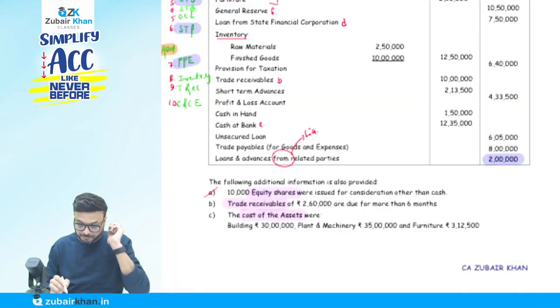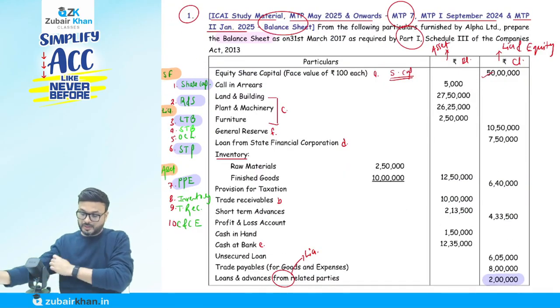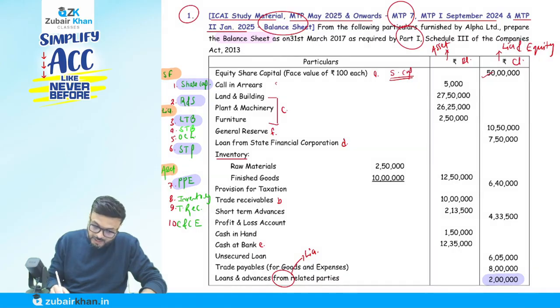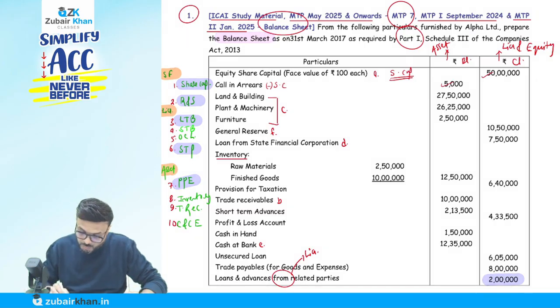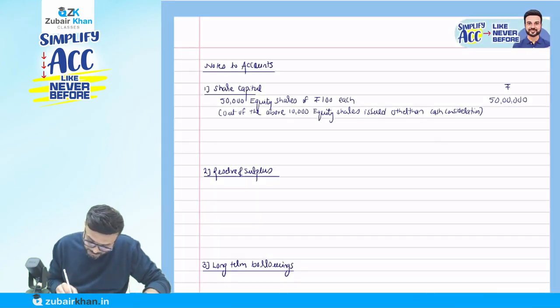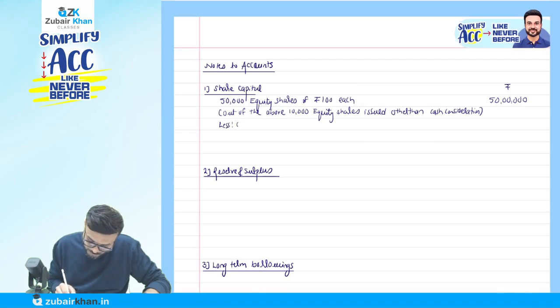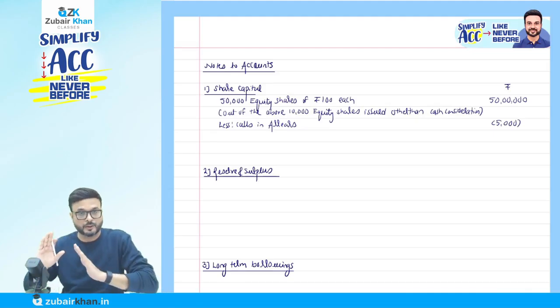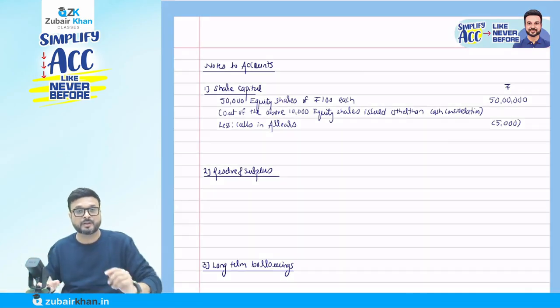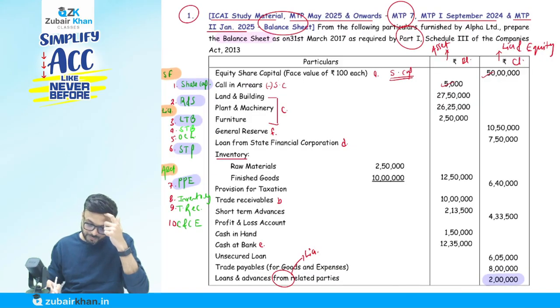Then come here, calls in arrears. I told you that it will be shown as a deduction in share capital. I told you that it is 5,000. So go to share capital, write it down there: less calls in arrears, in brackets as a negative figure, 5,000. We'll do the total later on. Then we have land and building.